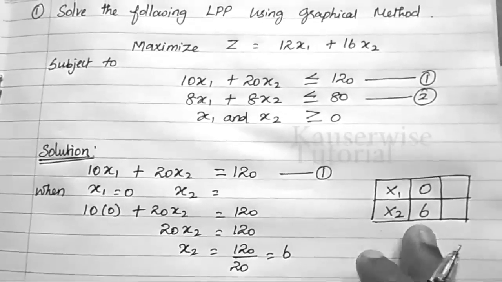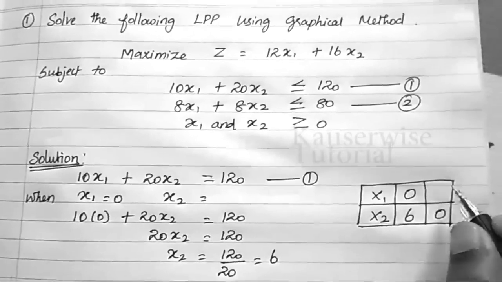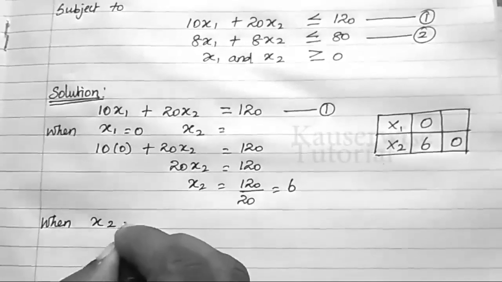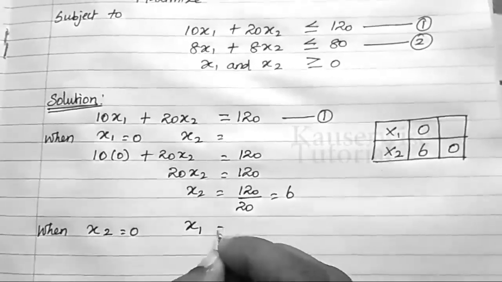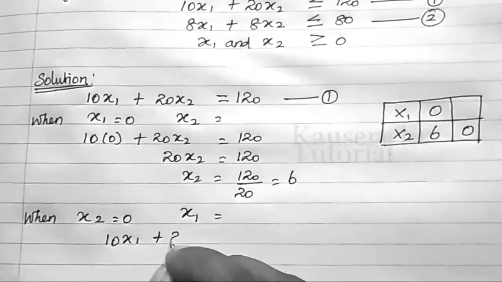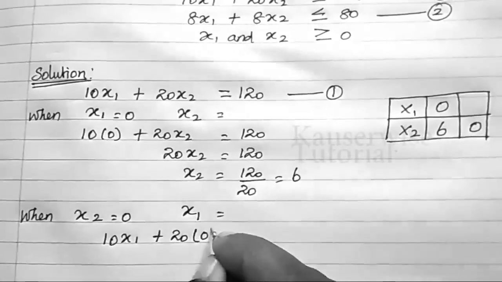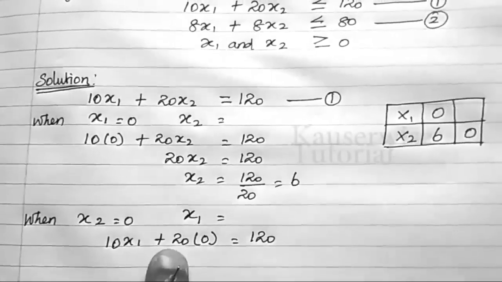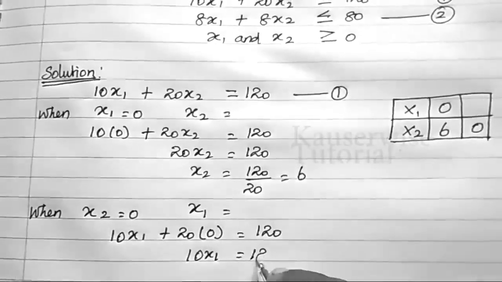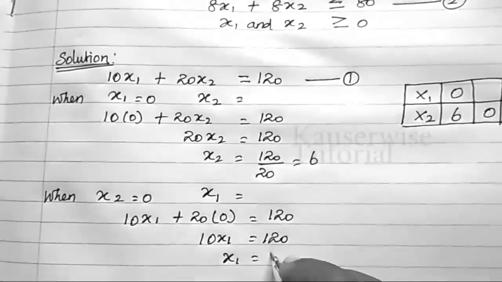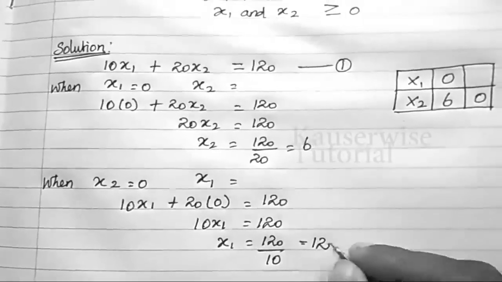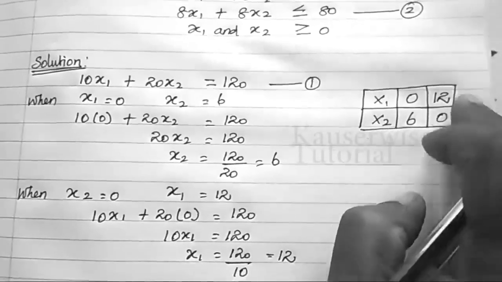In the same way, now we have to consider x2 is equal to 0. Then what is the value for x1? Just apply this in the same equation. 10x1 plus 20, x2 value is 0, equals 120. So 20 into 0 is 0. We have only 10x1. So 10x1 is equal to 120. x1 is equal to 120 divided by 10. So x1 is equal to 12. When x2 is equal to 0, x1 value will be 12.